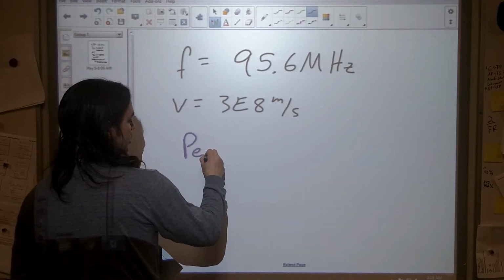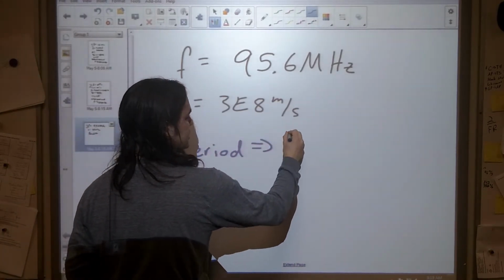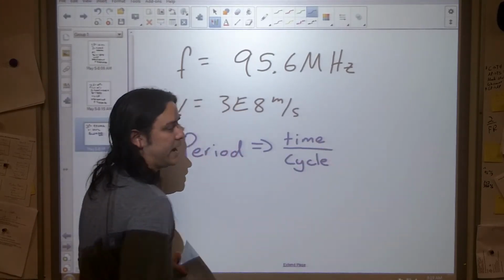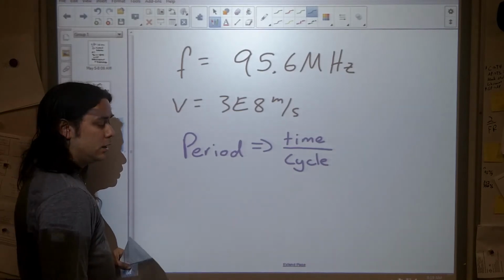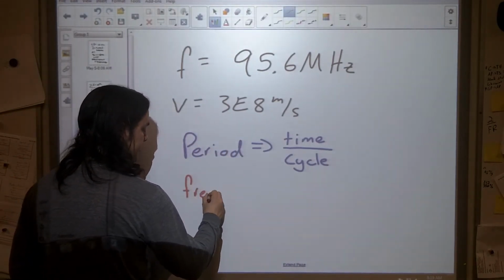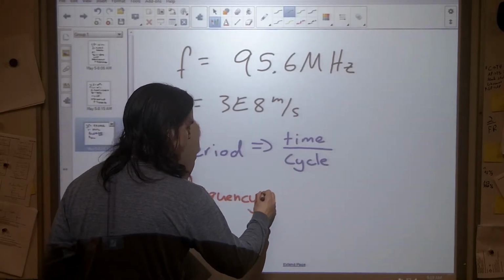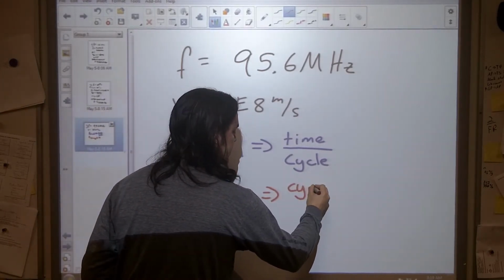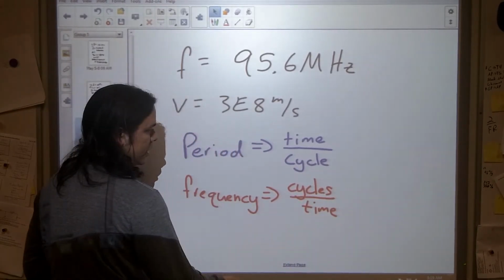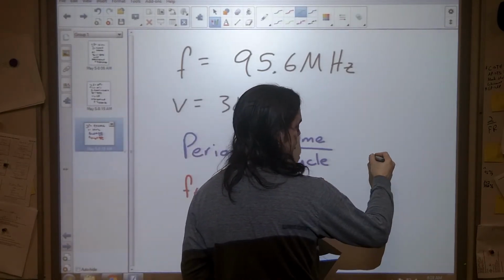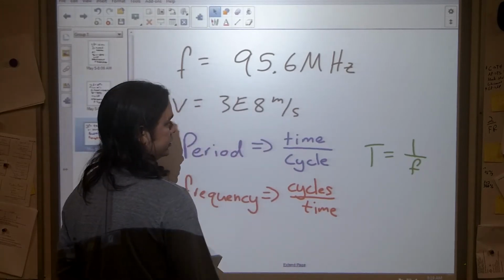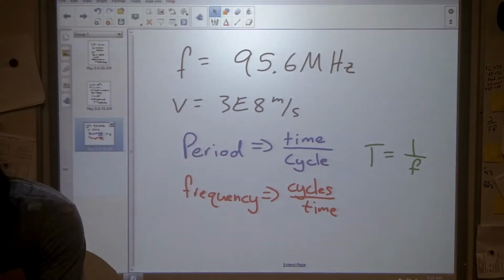Period is the time it takes for one cycle. We talked about this back when we dealt with orbital mechanics, objects that were orbiting others. And frequency, as we've been talking about recently, is how many cycles per time. It turns out that these two are inversely related to each other, so our period will actually be equal to 1 over our frequency. Well, we've got a frequency here.